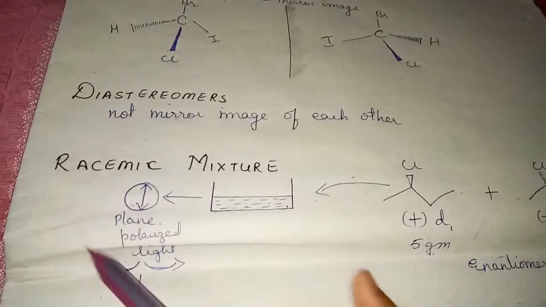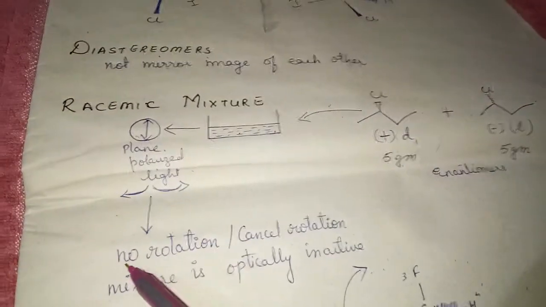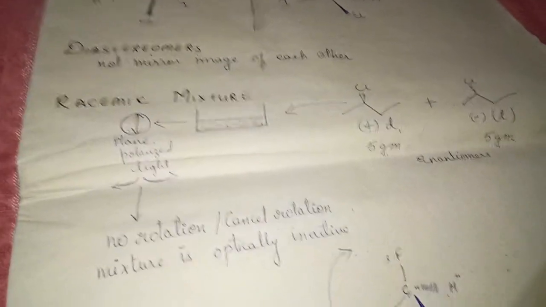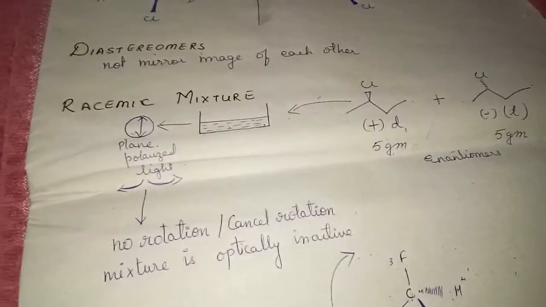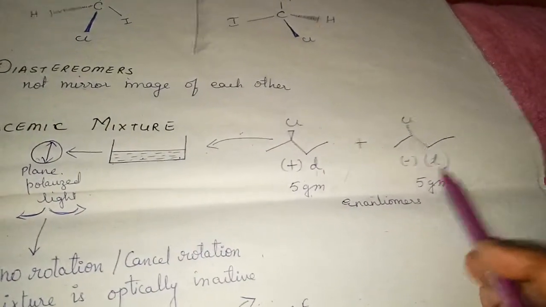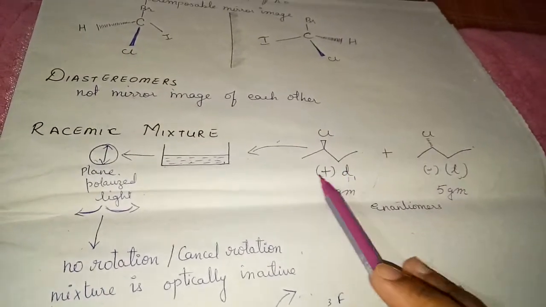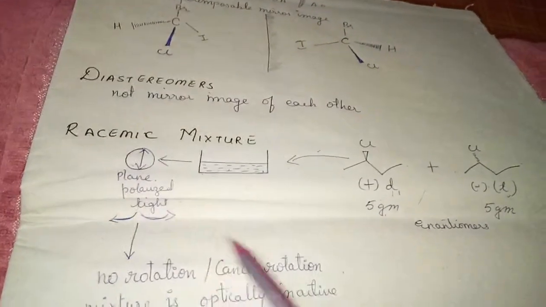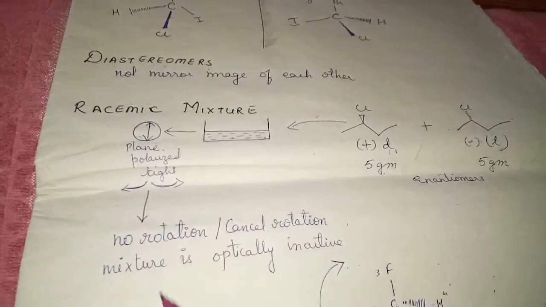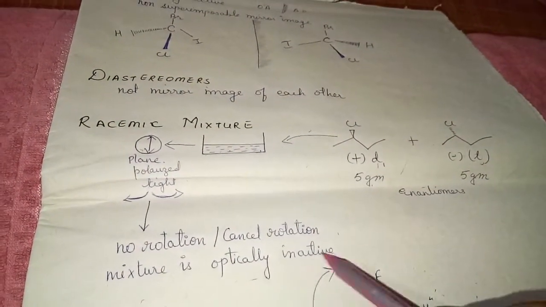Then we pass this solution through plane polarized light. What do you think happens? If rotation is cancelled, that means the mixture is optically inactive. Optically inactive means it cannot rotate plane polarized light. Now if you are thinking, if it is not rotating plane polarized light, then how is it D and L form? My dear, it is a D and L form, meaning an equimolar mixture, equal in quantity. One is moving towards the right, one towards the left. They will cancel the rotation, so there will be no rotation. Hence, we observe that this racemic mixture is optically inactive.